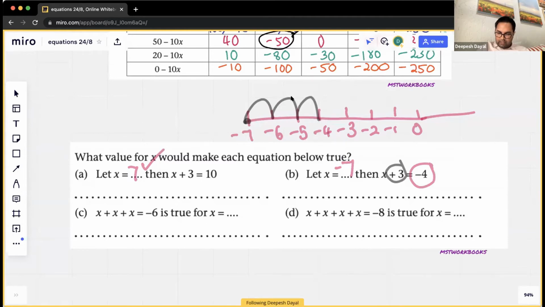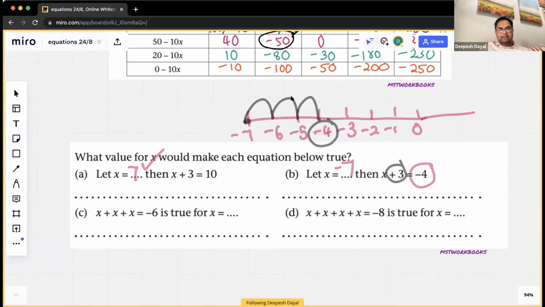Okay, sir. So if you're confused, just draw a number line, right? We need a negative in order to get a negative, because we can't say positive. Then it will be 7 plus 3 is 10, so it won't work. It has to be a negative number, right? Yes, sir. All right, great. So it is minus 7 plus 3 is minus 4.